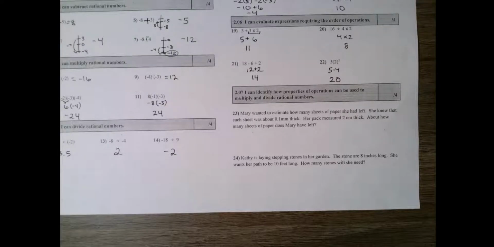All right, I can identify how properties of operations can be used to multiply and divide rational numbers. So we have some word problems here, and we need to know, are we multiplying or are we dividing?